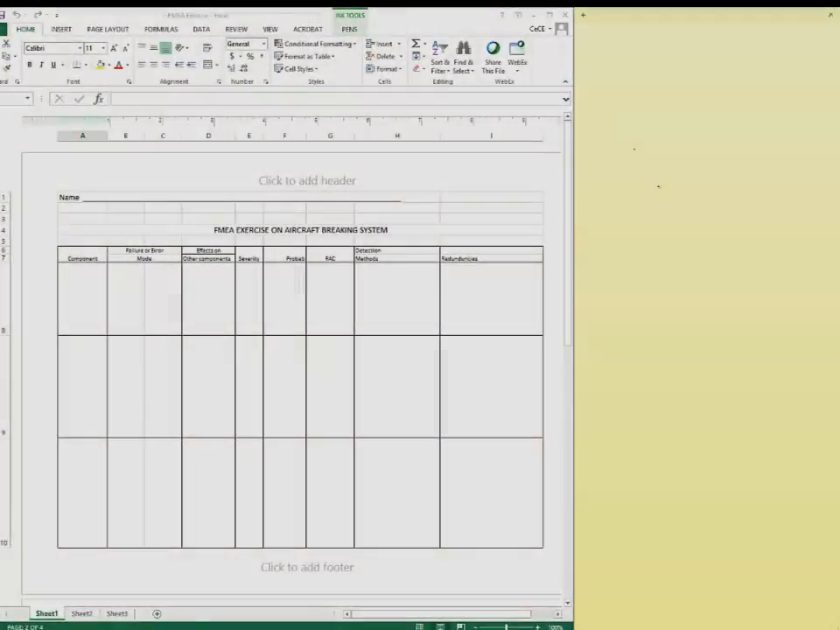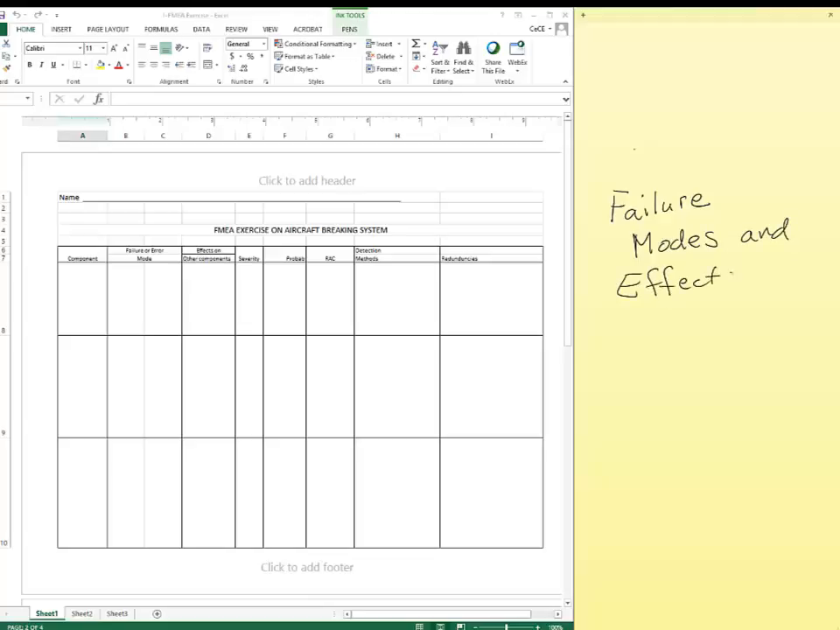All right, one of the first tools that we're going to study is a failure modes and effects analysis, FMEA. It stands for, again, failure modes, in other words, the number of ways that something can fail, and effects analysis. In other words, we're going to look at the way something can fail and the effects of that failure.